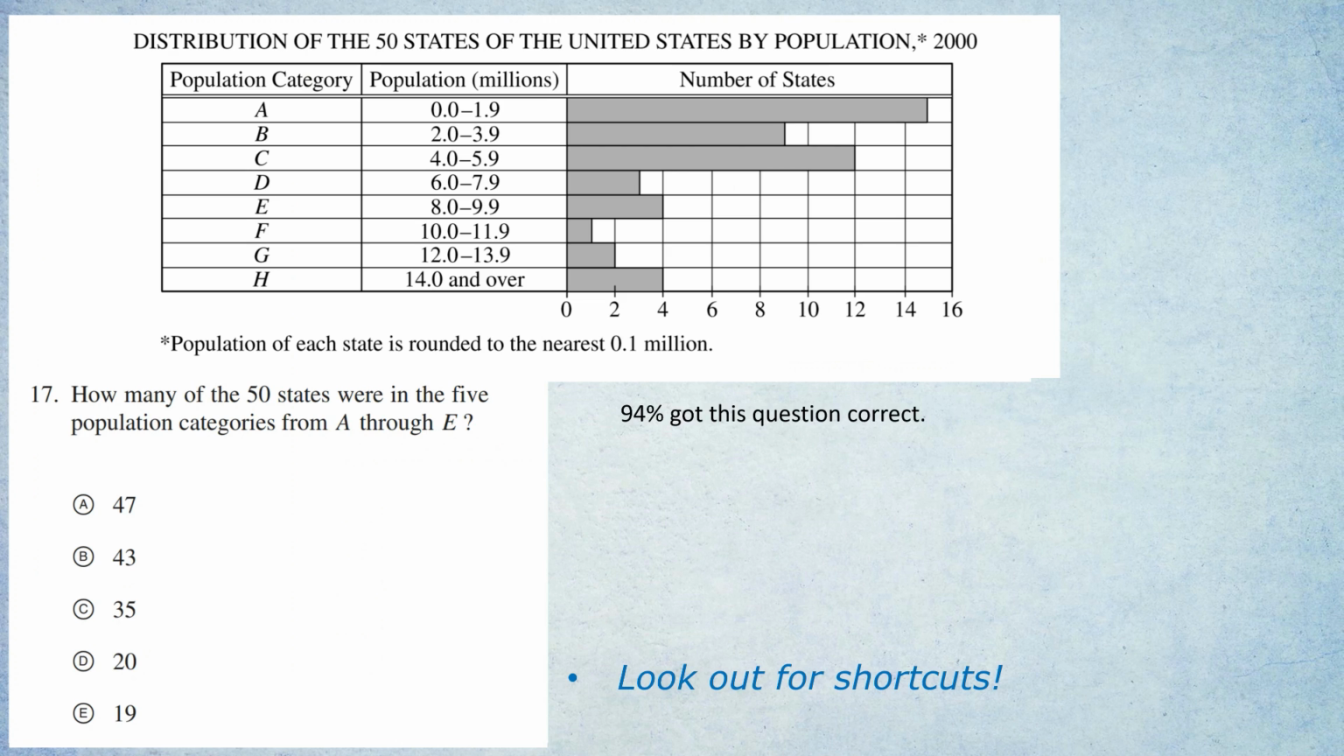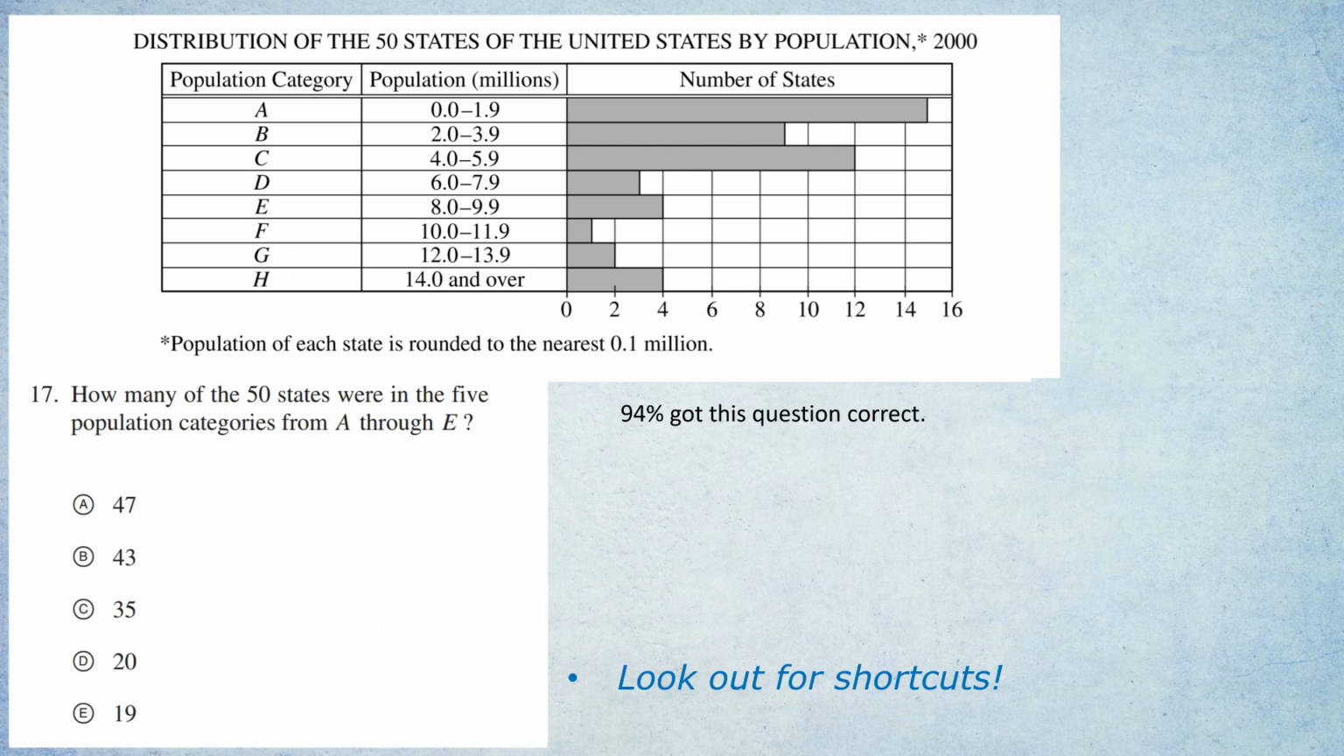How many of the 50 states were in the 5 population categories from A through E? And we have the caption being distribution of the 50 states of the United States by population in 2000. If you want, you can quickly pause the video, see how long you take, and maybe time it, because here timing is more important than accuracy. If you took more than about 15 seconds, you missed a crucial shortcut, and many data interpretation questions have these kind of shortcuts.